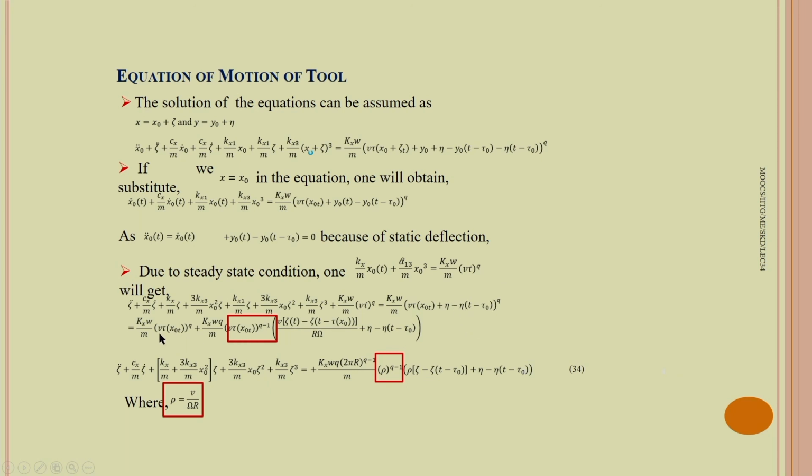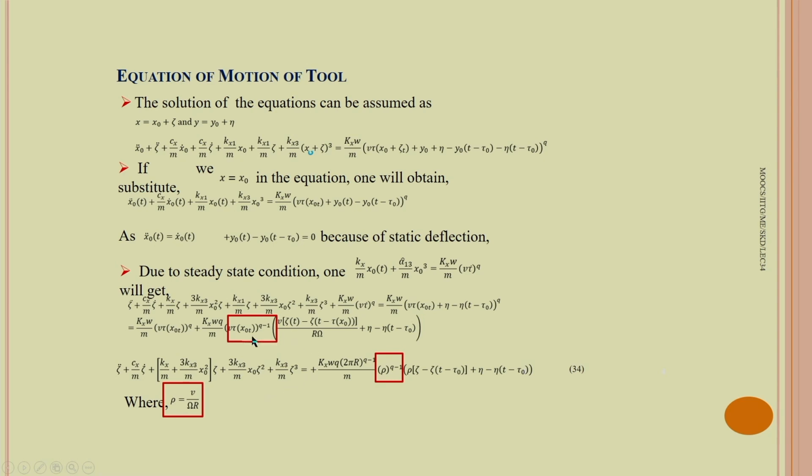So, now this can be written as k x w by m v tau x0 to the power q plus k x w q by m v tau x0 to the power q minus 1 into this term. This is the term it can be written.